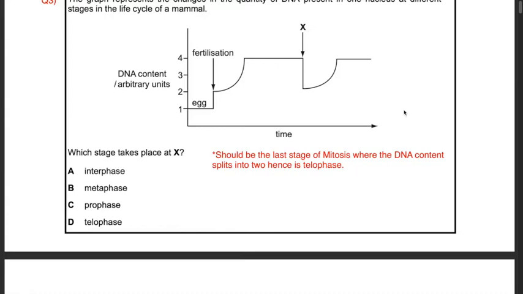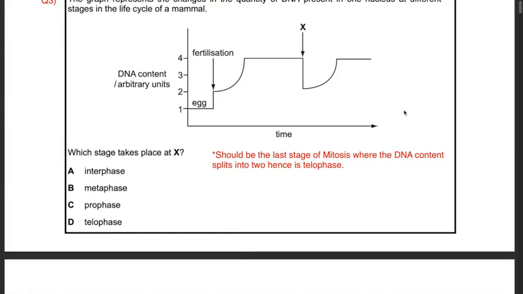If you go through this given graph, you can see that the DNA content doubles first at the point marked as fertilization and then drops back again to 2 arbitrary units at X. Therefore, X should be the last stage of mitosis where the DNA content splits into 2. Hence, it is telophase, because the last stage of mitosis is nothing but telophase.